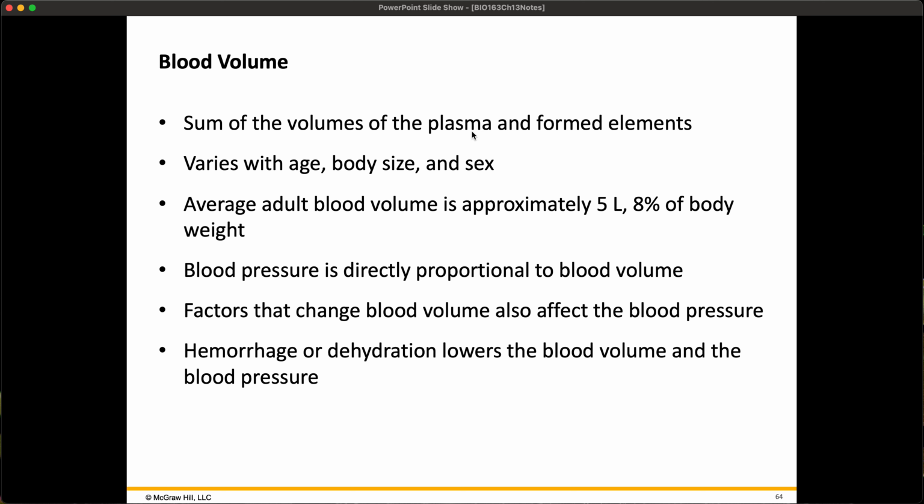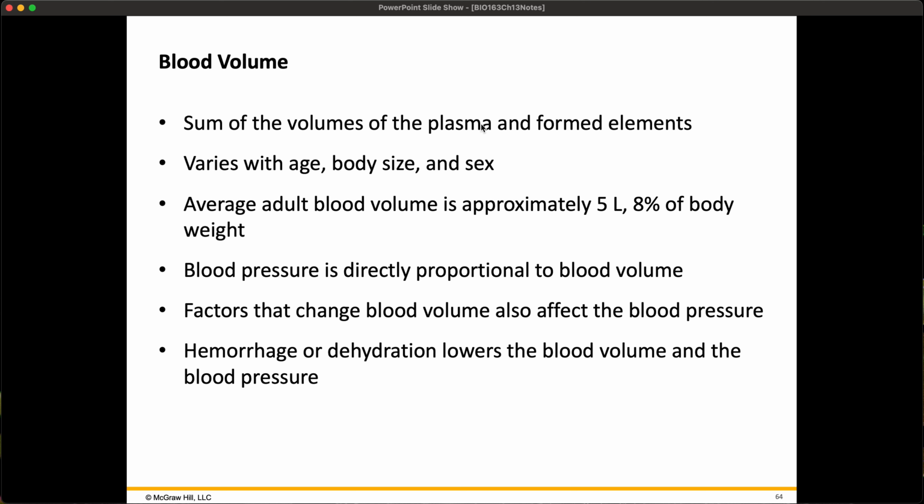Things like the volume of the plasma and formed elements. So, we talked about people using EPO in the last chapter and blood doping, how that increases your red blood cells. Well, that increases the volume of your blood. And so that can cause your blood volume and your blood pressure to increase. Your hydration status, if you are dehydrated, then your blood pressure is going to have to increase because your blood volume is decreasing. And so it's got less blood to pump, so it has to pump even more.